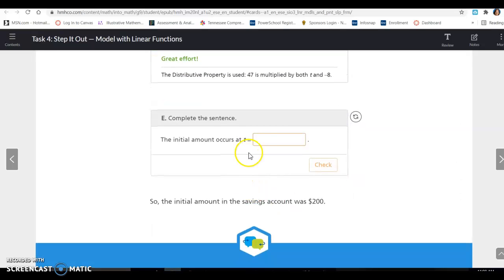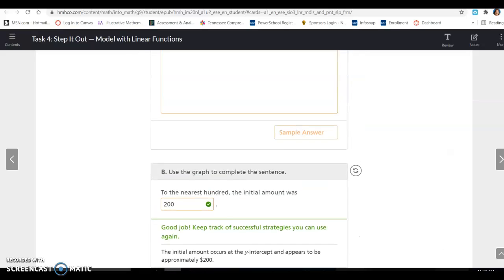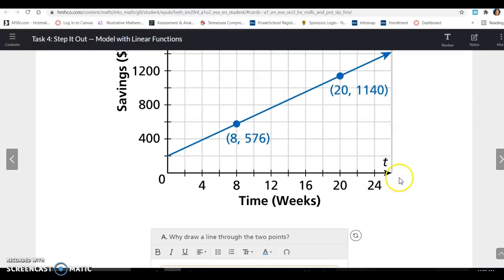All right, so it says the initial amount was at t = 0. So we can check that. You can see up here, t is in time. At t = 0, that's when your initial amount occurred.